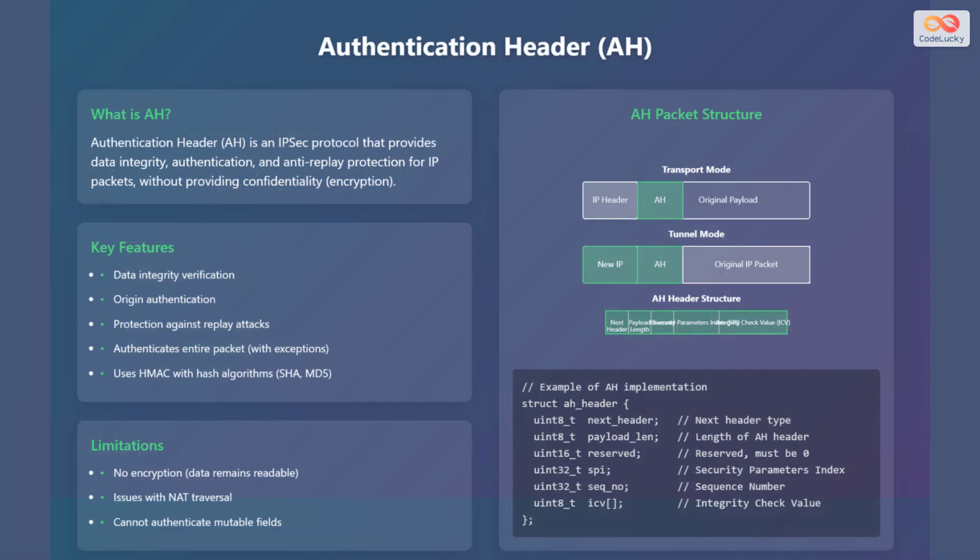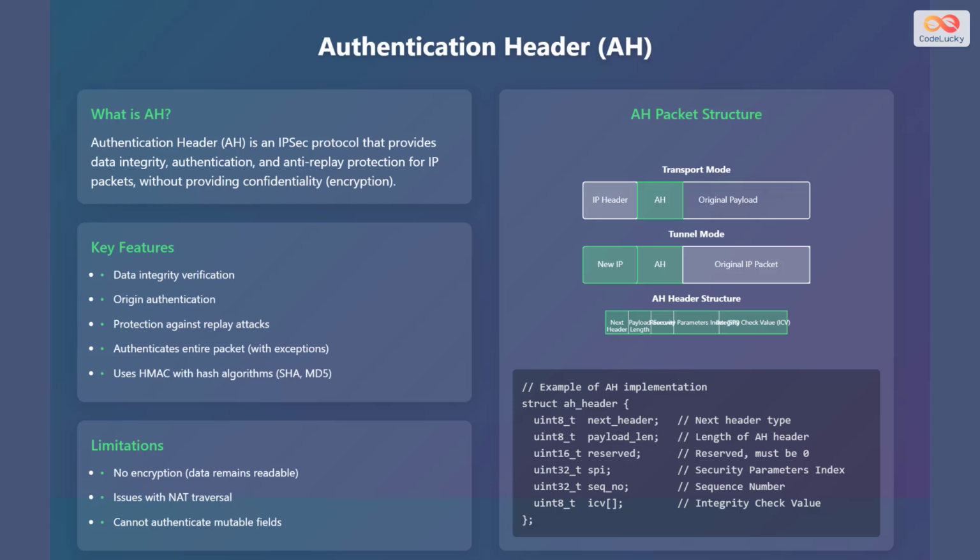The Authentication Header, or AH, is an IP security protocol that provides data integrity, authentication, and anti-replay protection for IP packets, without providing confidentiality, that is, encryption. The Authentication Header ensures the data has not been altered during transit, verifies the sender's identity, and protects against replay attacks.